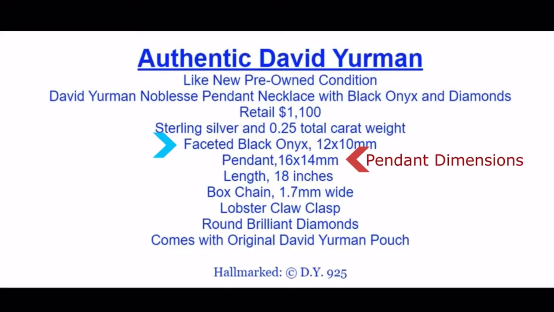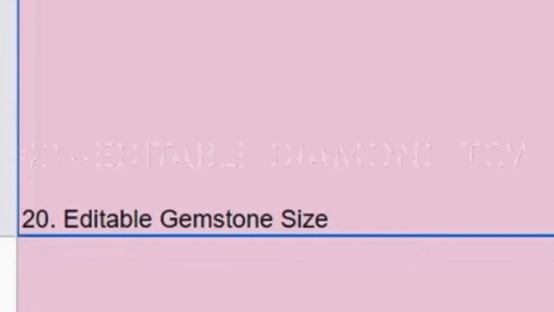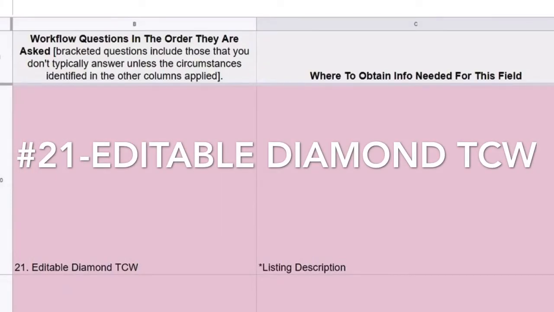So this is an important example because we also will ask you in one of the very next questions to identify any additional dimensions for pendants, earrings, rings, and necklaces with pendants. And this is what we're talking about. So that basically wraps up the information for editable gemstone size. Let's now look at editable diamond total carat weight.